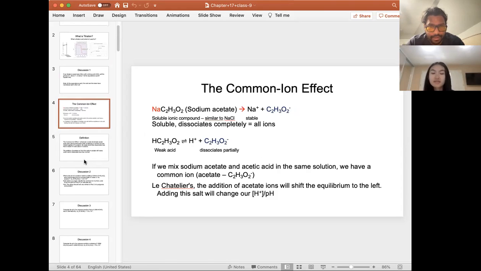Yeah, so here's the common ion effect, right? That first thing breaks down into sodium ion and then that other thing, acetate ion, right? So everything is dissociated. Here's a weak acid, it gives off the H plus, and since there's already H plus in there, if we mix sodium acetate and acetic acid, which is that thing underneath, in the same solution, what's the common ion in this case? The C2H3O2, yeah, the acetate ion. Since there's already acetate ion inside of that solution, it's not going to dissociate completely. There's too much of it. So it's going to shift the equilibrium to the left. That's the Le Chatelier's aspect. Make sense? All right.